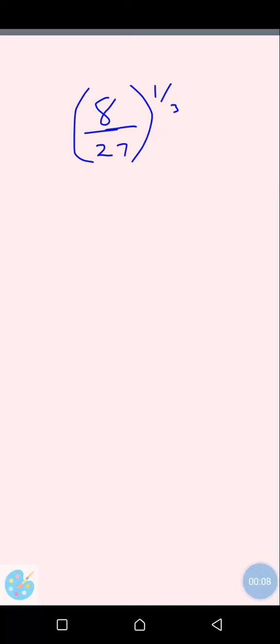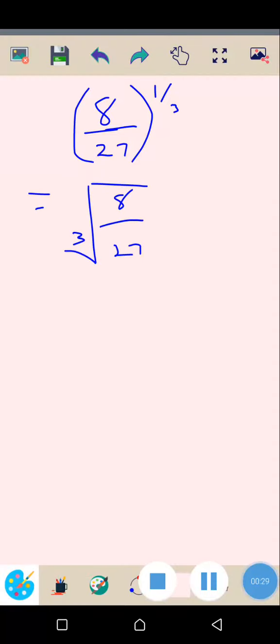The topic we want to consider is indices. Let's take a look at this example: 8 over 27 all raised to power 1 over 3. So we want to simplify this. The first thing we need to do is to rewrite this 8 over 27 raised to power 1 over 3. We then rewrite it in this way as cube root 8 over 27.